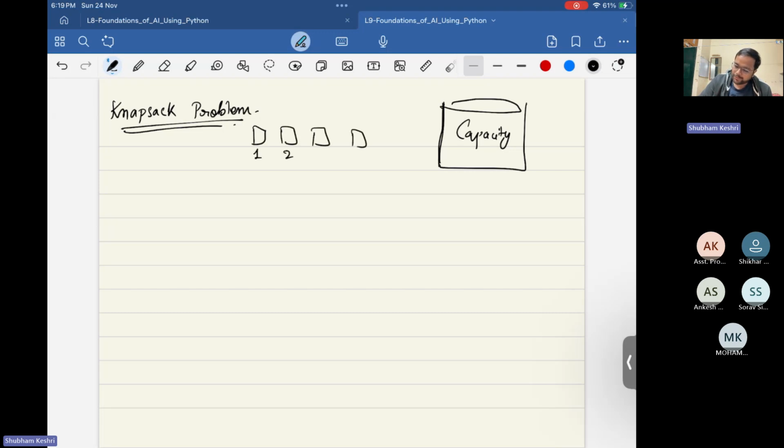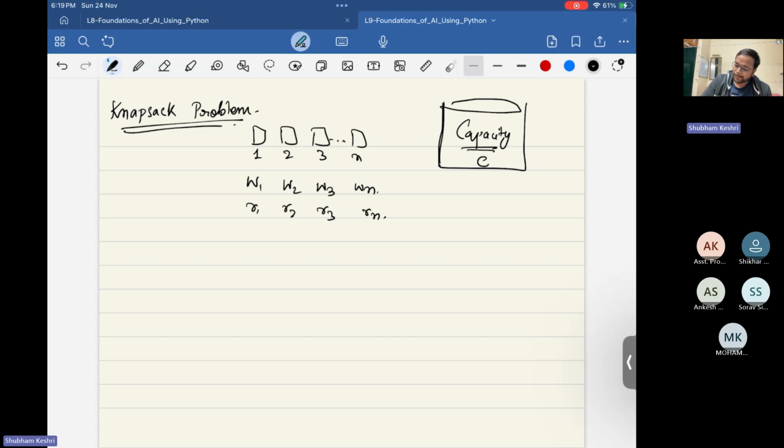So object 1, 2, 3, n. Okay, we have some objects. Each object has a weight w1, w2, w3, wn, and each object has a reward r1, r2, r3, rn, right? And this bag has a capacity of C. So what is the problem?